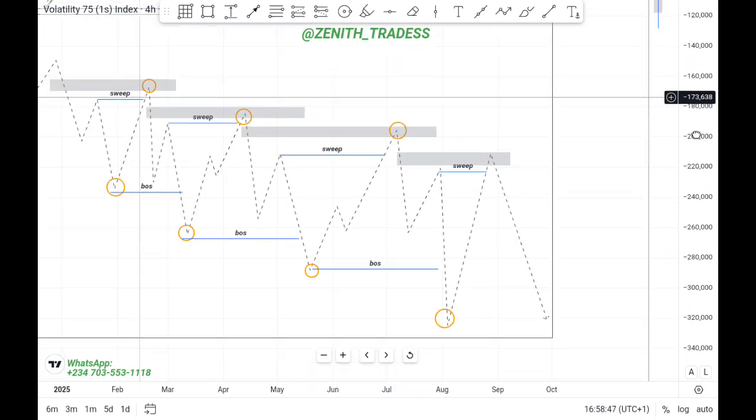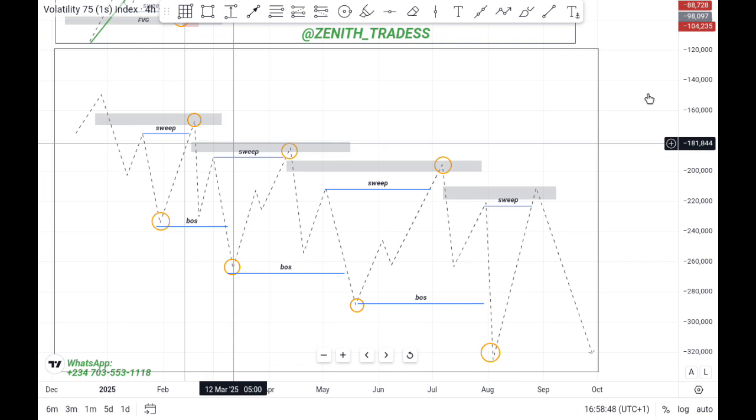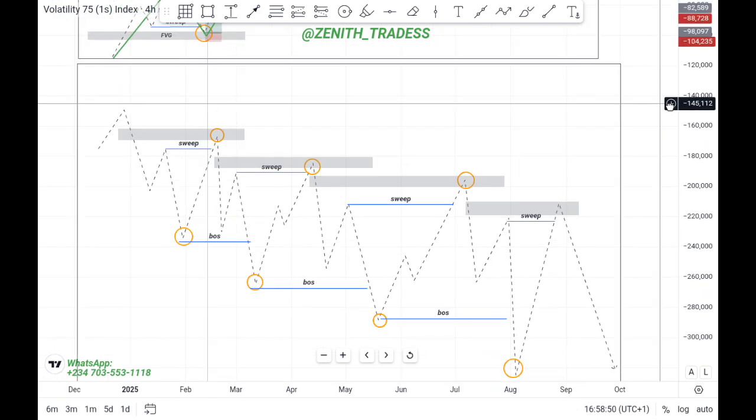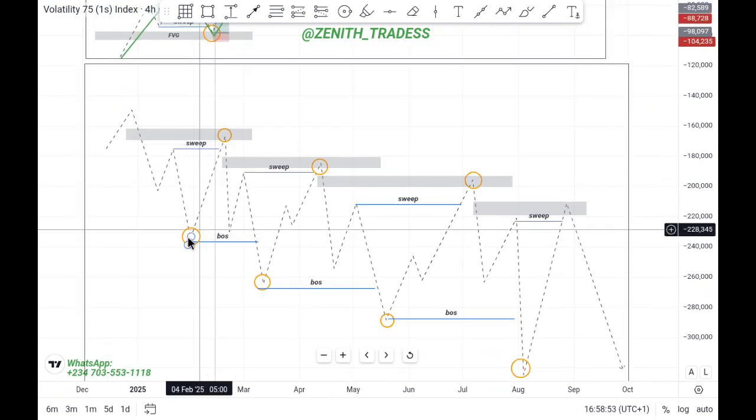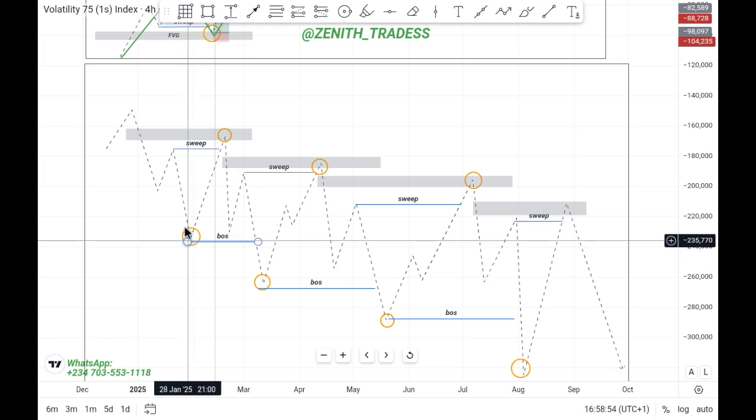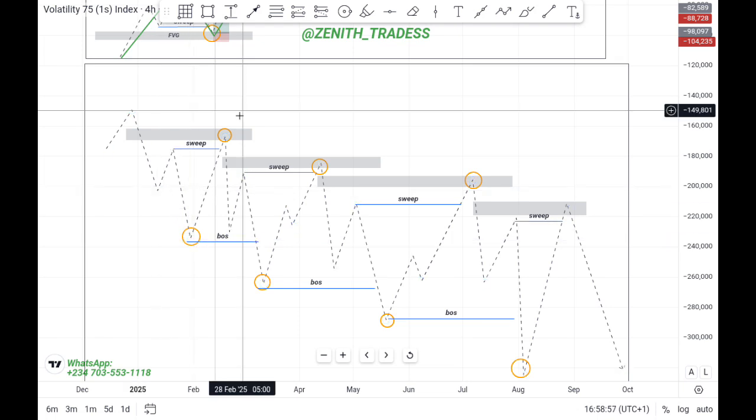what structure is all about. So look at this one. This is a bearish order flow, right? See, this is a weak low. It is a major low, able to sweep liquidity here and here, right?